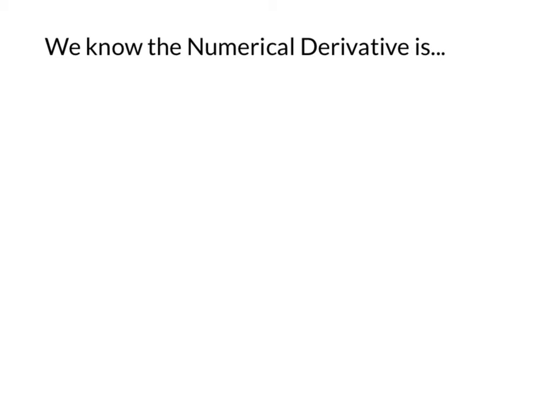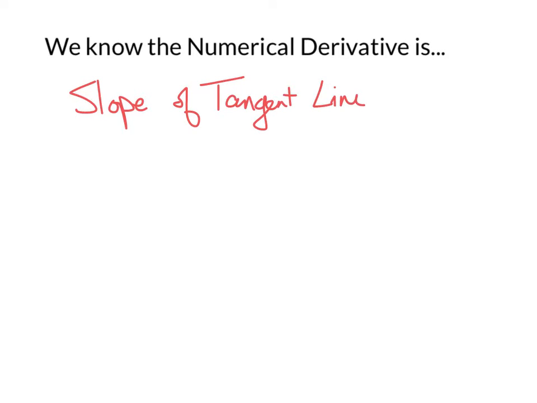First thing that we know is that it's the slope of the tangent line at that point. The other thing we know is the limit definition, so that if we wanted to find the derivative at some specific point A, we take the limit as x approaches A of f of x minus f of A over x minus A.